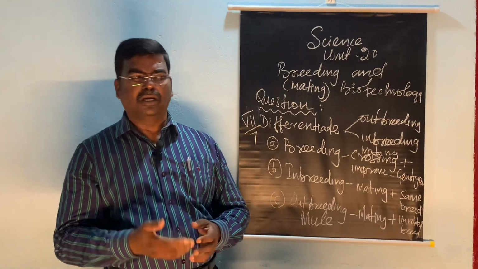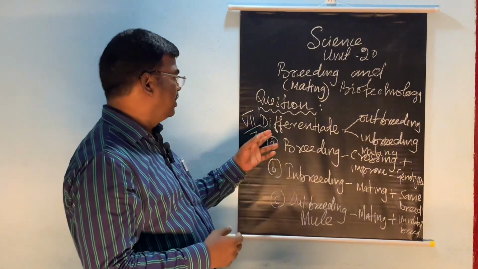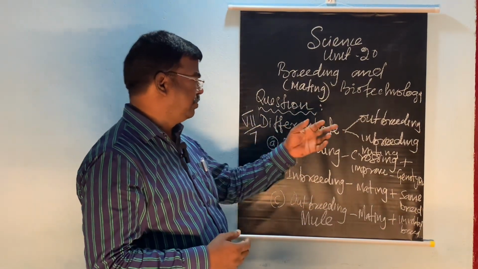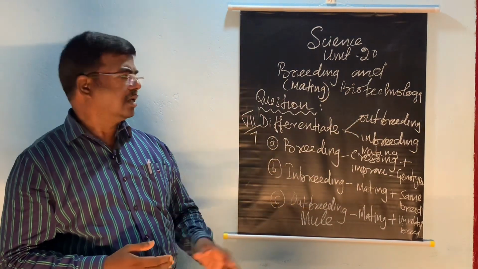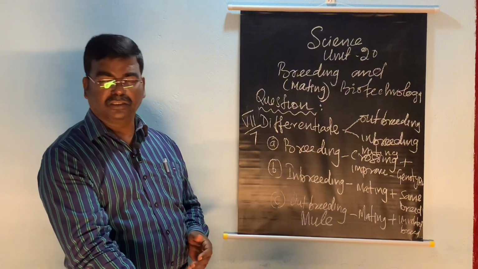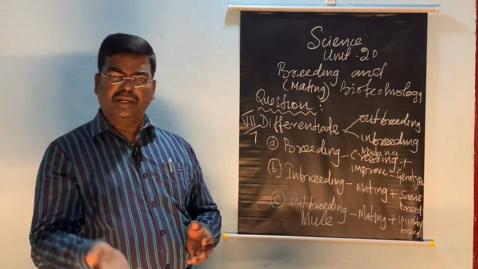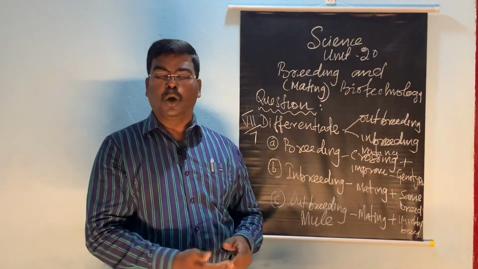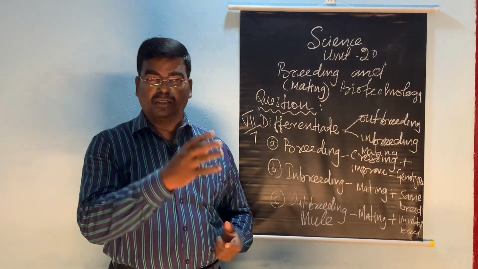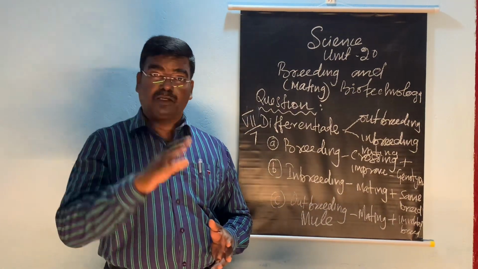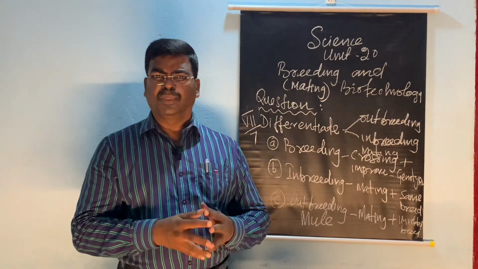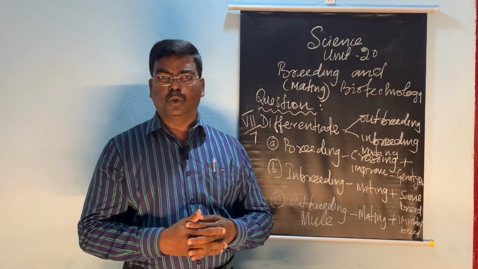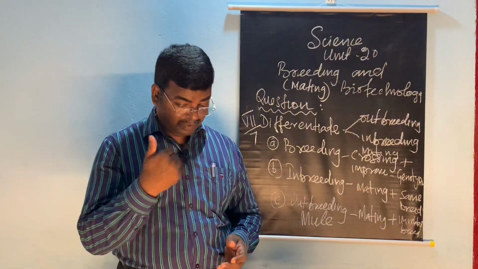Sometimes they ask the question, draw, explain or differentiate between outbreeding and inbreeding with the proper diagram. That time you have to draw this diagram and explain. And you can also give this additional point. Why is that mule sterile? What are the superior characters we are getting? These are the most expected questions. So you must give this additional information.